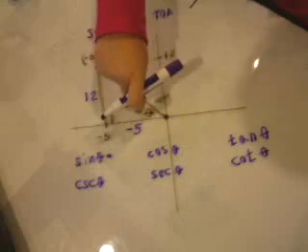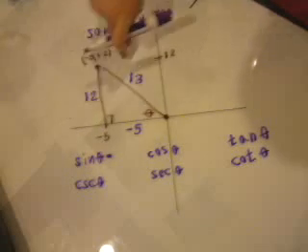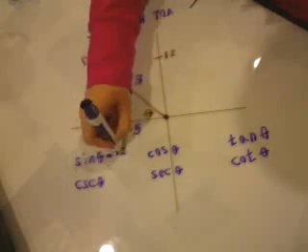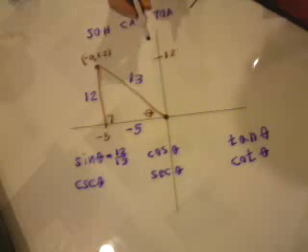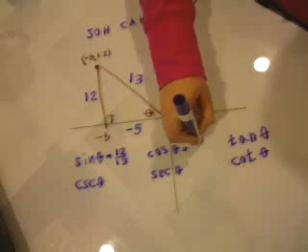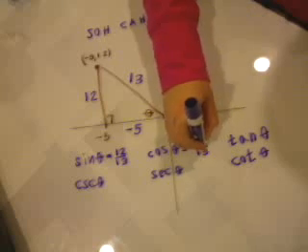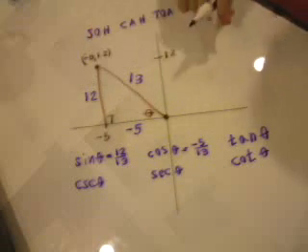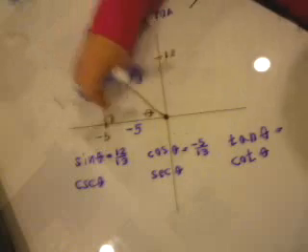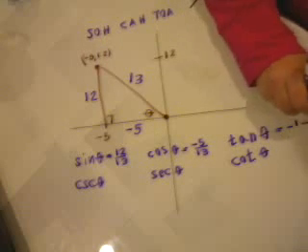So the sine of theta would be the opposite over the hypotenuse, so 12 over 13. The cosine would be negative 5 over 13, adjacent over hypotenuse. And the tangent would be opposite over adjacent, or negative 12 over 5.